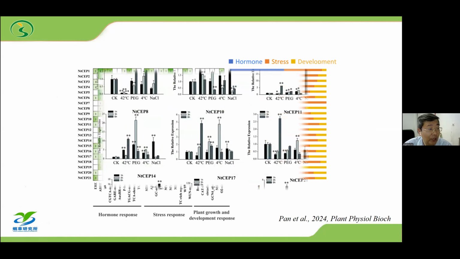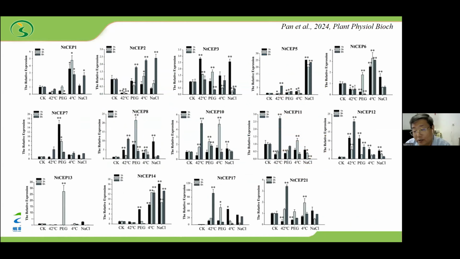So we went on to check the expression of some of the peptide encoding genes, and we found that quite some CEP peptide encoding genes can be regulated by different stress treatments, including high temperature, low temperature, osmotic treatment, and salinity treatment, in this case sodium chloride. You can see quite some of them can be induced by one or more different treatments.